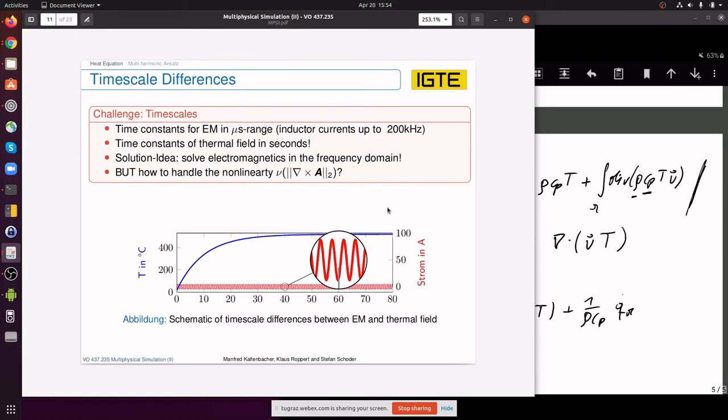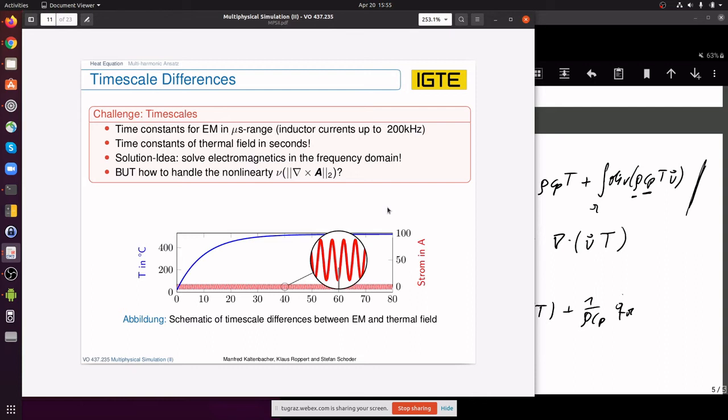Why is this problem more involved? This coupled problem is more involved than you might think. The reason for that is the time scale differences between the magnetic and the thermal problem. If you consider an alternating current with a few hundred kilohertz in the inductor, and you want to heat up a solid workpiece, like a crankshaft of a car, which is a solid piece of steel, then it's not heated up in maybe 1 second.